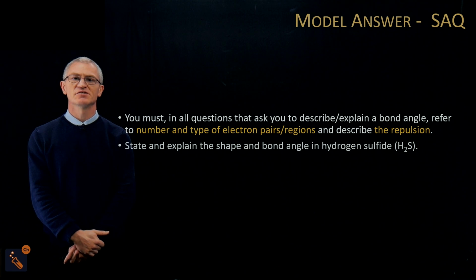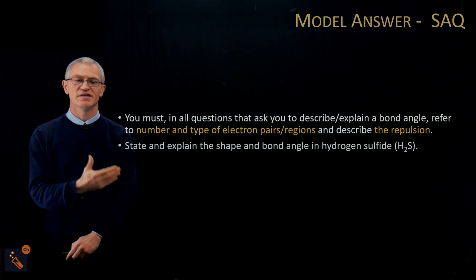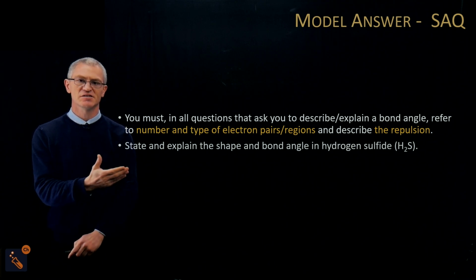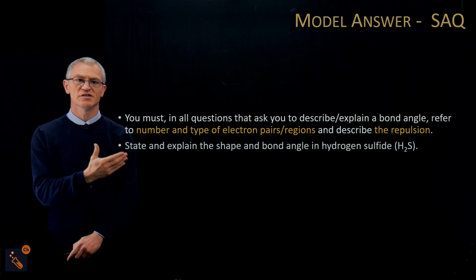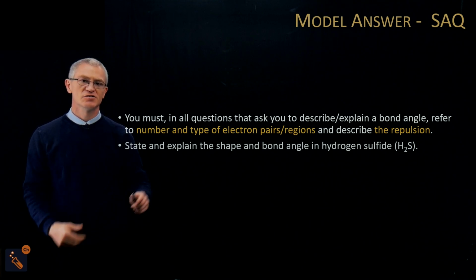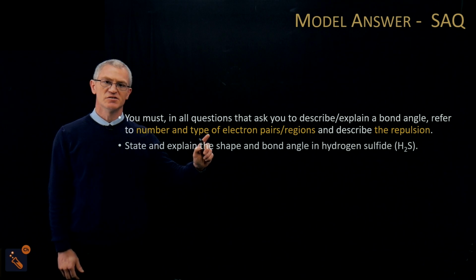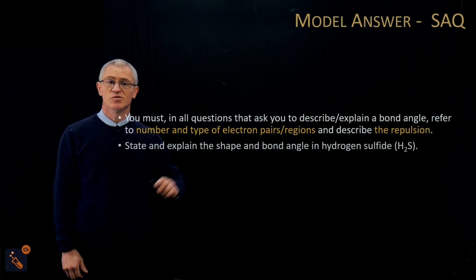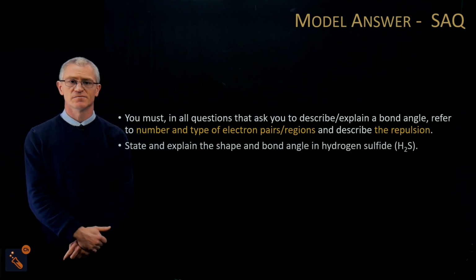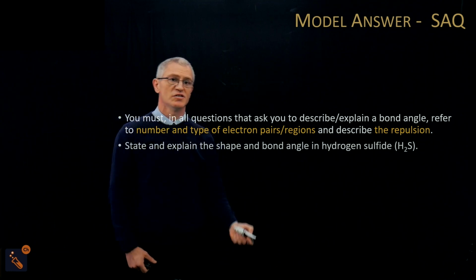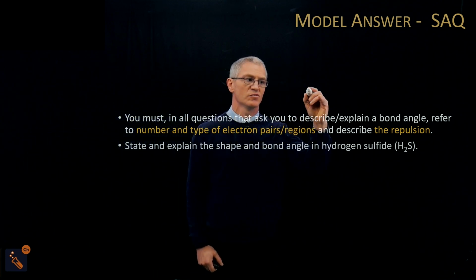Finally, it's good to put this all together in an explanation question. State and explain the shape and bond angle in hydrogen sulfide. During this question, you must look at the number of electron pairs and describe why the repulsion exists. So let's quickly draw this, just to give us an idea of what we're dealing with.